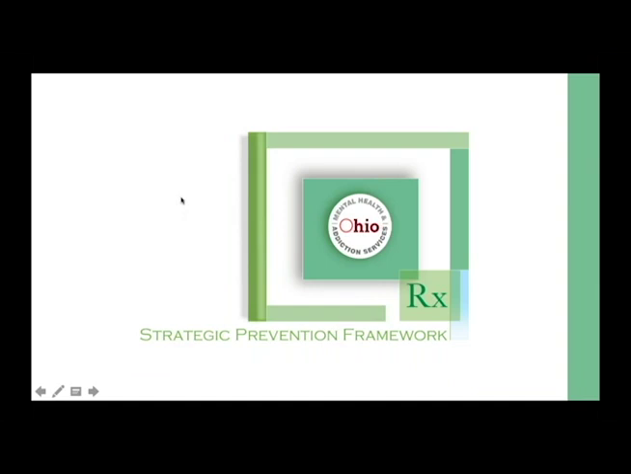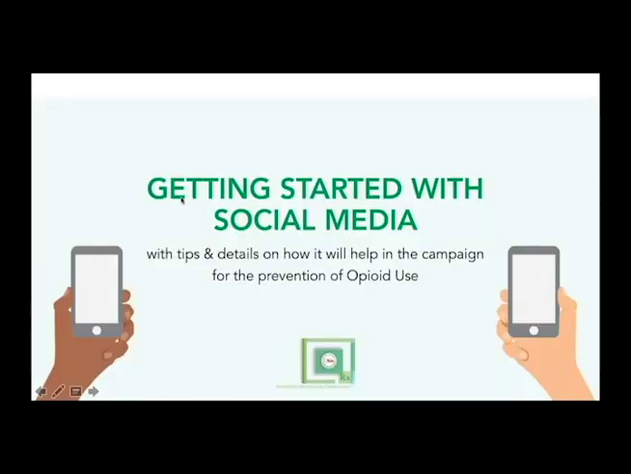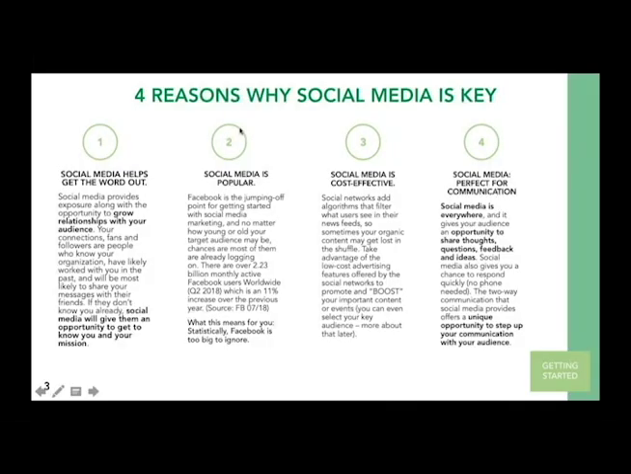So hello, everyone, and welcome to Social Media 101 training. This is module 1 of 4, and this is how to get your social media set up and how we're going to be using social media to help in getting out messages around the campaign for the prevention of opioid use. We will be talking about Facebook, Twitter, and Instagram.